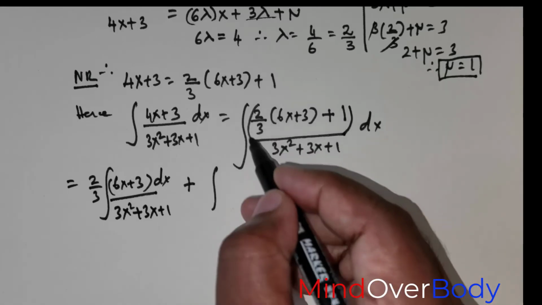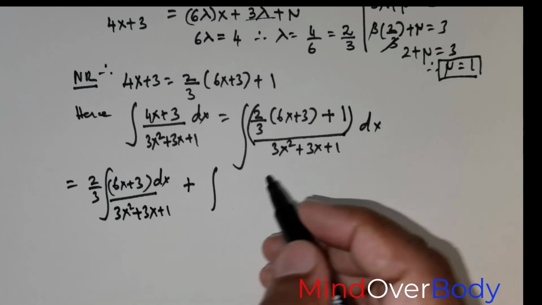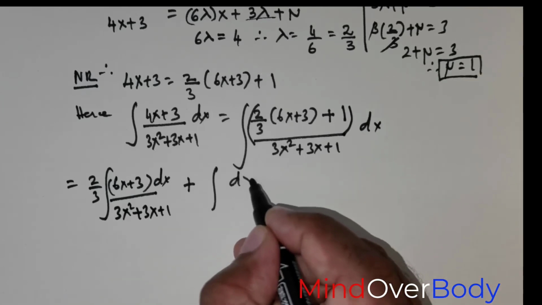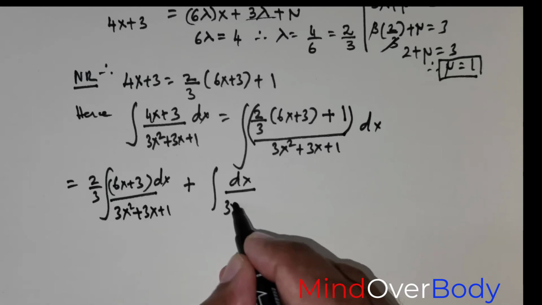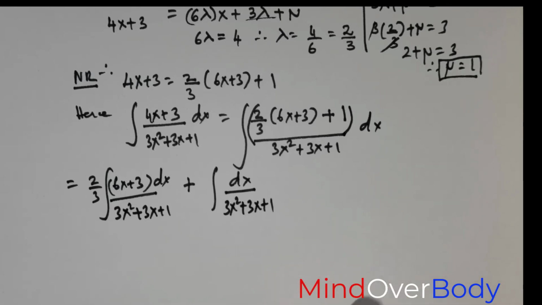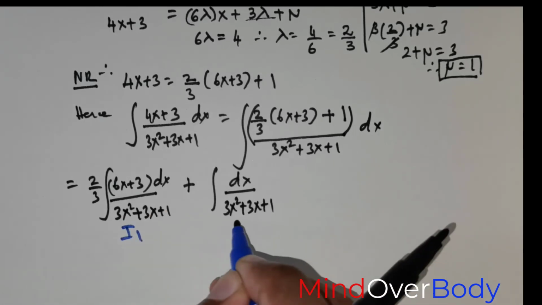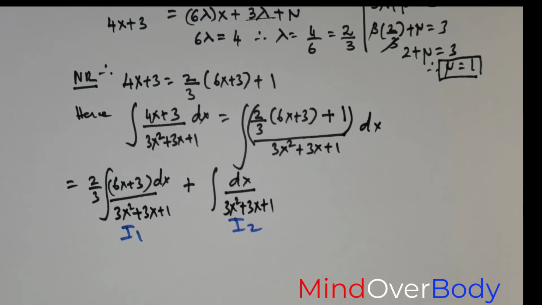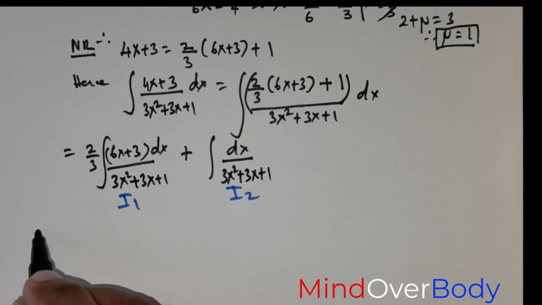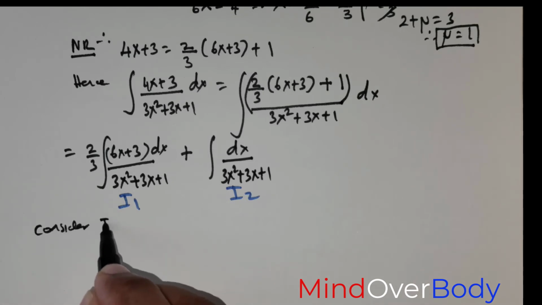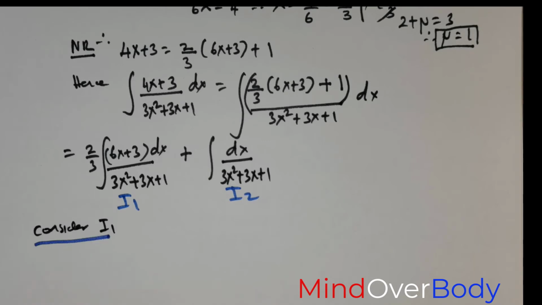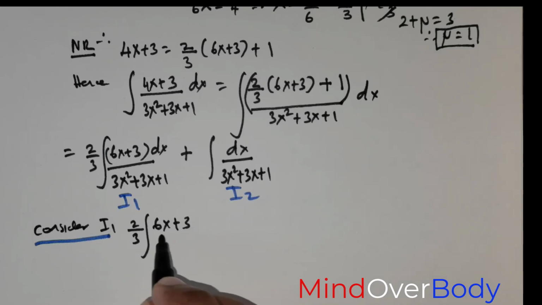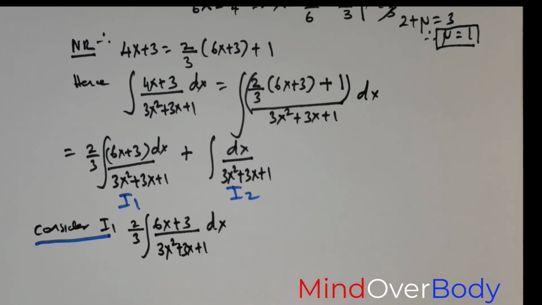So this is actually a parenthesis there. So if we were to place dx outside, that is the exact meaning of it. So this is rewritten as integral dx over 3x squared + 3x + 1. Okay, so you got two quantities. Integral 1, probably you can name it as I1 and the other as I2. And then you can state here, consider I1. So if I were to consider I1 is 2 over 3 integral (6x + 3) over 3x squared + 3x + 1 with the differential operator dx.